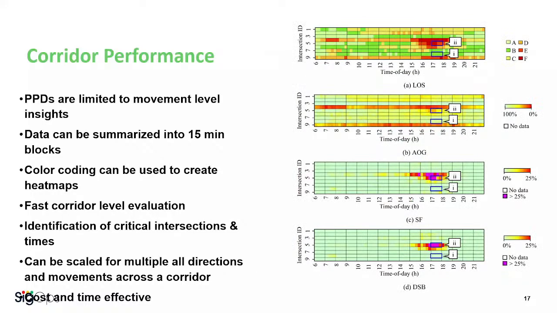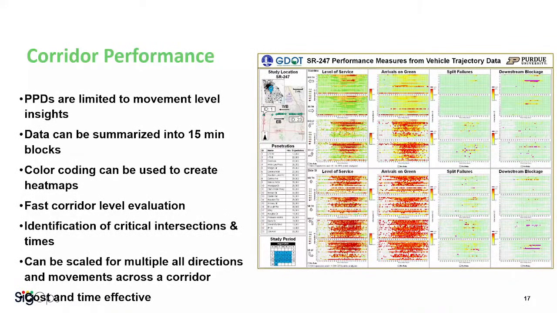And while this is extremely beneficial, we are still only looking at one direction of travel through the corridor. It would be beneficial to look at every through movement and every left turn going through a corridor. And so Purdue also developed this graphic, which is highly beneficial. What you're looking at here is those same four metrics we saw on the last screen for 23 intersections on a corridor in Georgia.